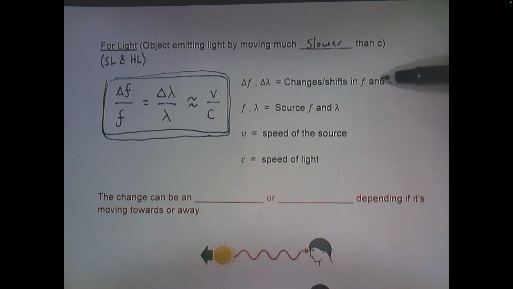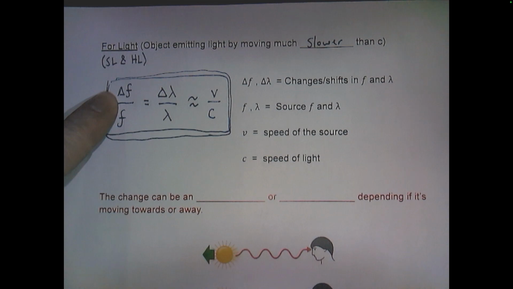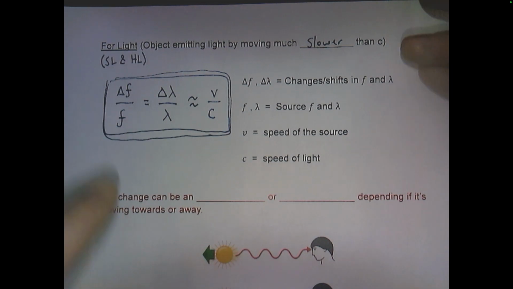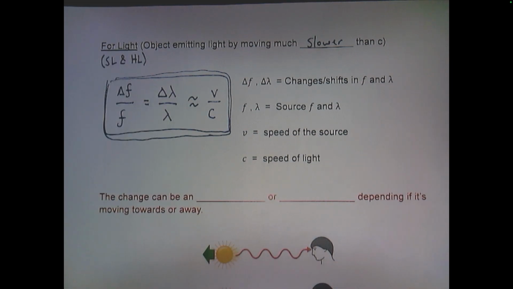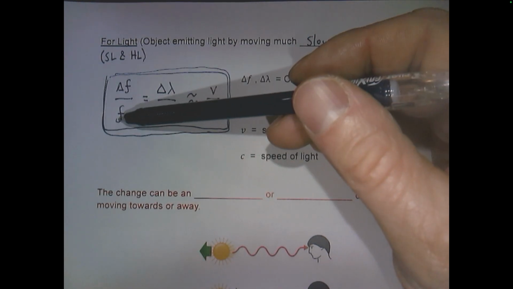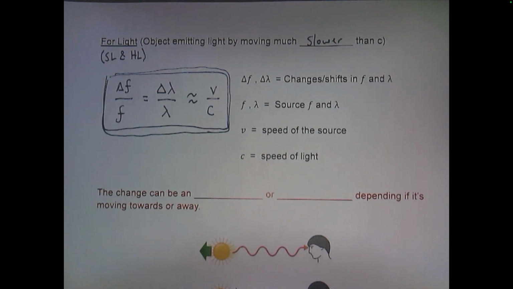We have a little key over here to the right to recognize what these terms are. So the delta just means a change or a shift. How much has the frequency been shifted? And notice if the frequency is being shifted, so is the wavelength. For light, the shifts in frequency and wavelength, the amount of shift compared to what the actual frequency is for the source giving off light.